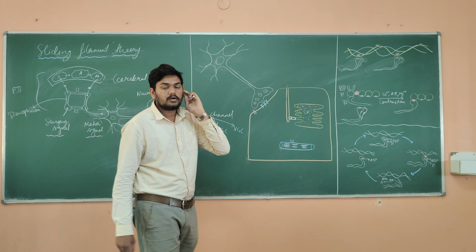What actually happens? Here you can get a brief, detailed explanation. Before going deep inside the mechanism, you should understand some basic structural things. This is a motor neuron. For example, the impulse is coming from the CNS via the motor neuron.